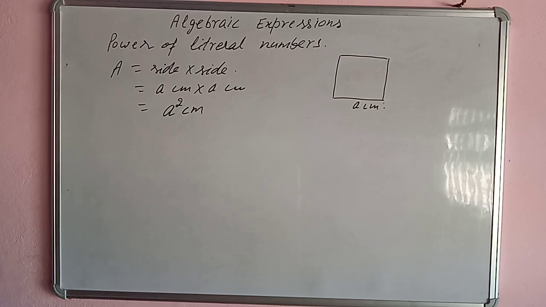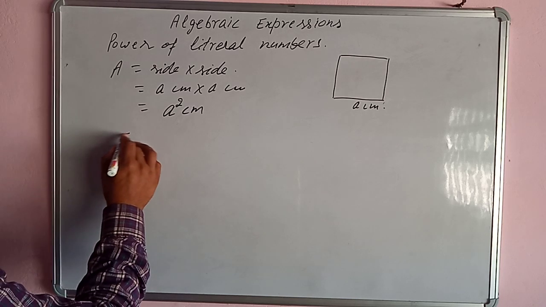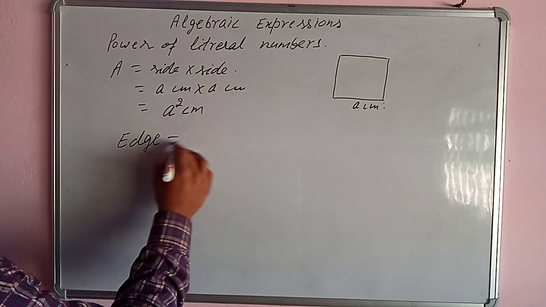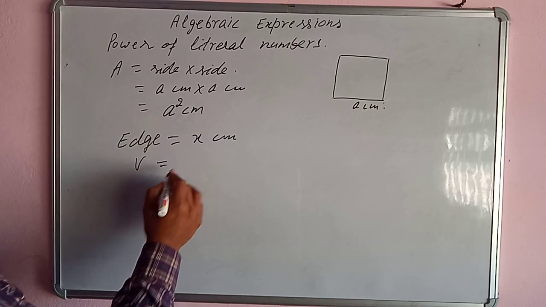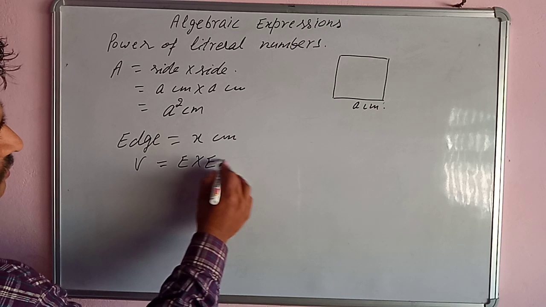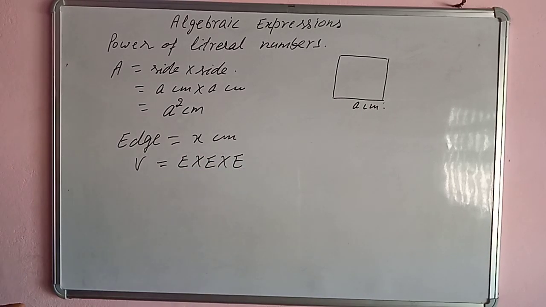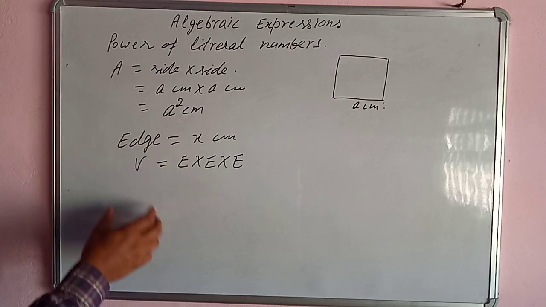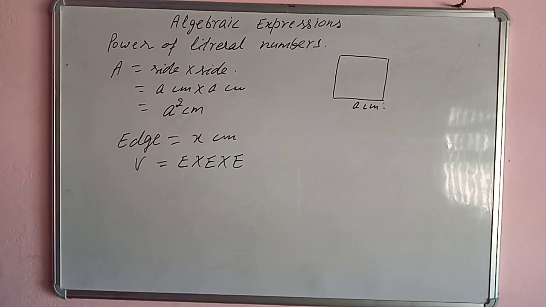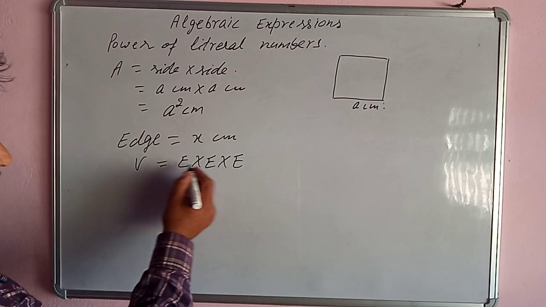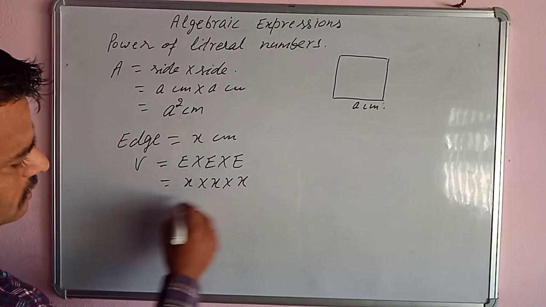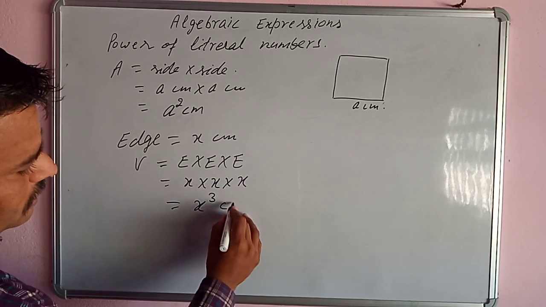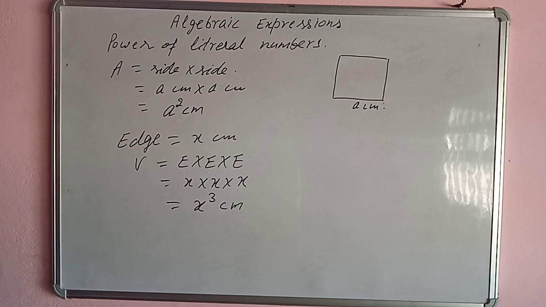If we find the volume of a cube, suppose the edge of the cube is x centimeter. The volume is edge multiplied by edge multiplied by edge, because a cube has 3 sides, length, breadth and height, and all the sides are equal. How many times have we multiplied? That is x multiplied by x multiplied by x, so that is x cube centimeter. We can say x cubic centimeter.